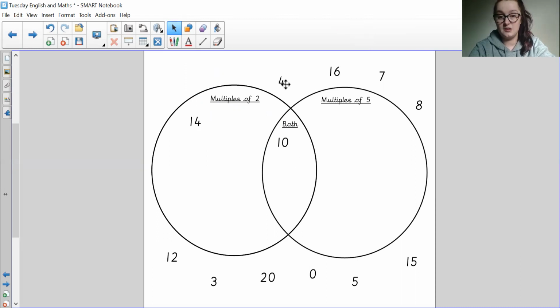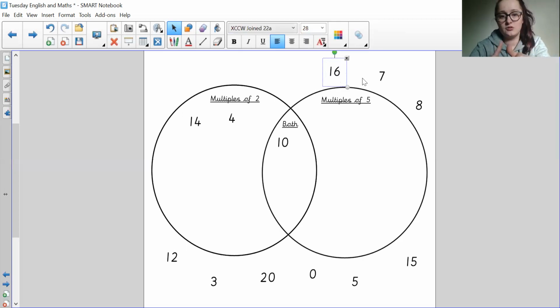Now the next one. It doesn't end in a 0 and it doesn't have a 5, so I know it's not a multiple of 5. Let's try 2. 0, 2, 4. It goes in the multiples of 2. The next one, 16. Now let's count 2, 4, 6, 8, 10, 12, 14, 16. It goes in. It's not a multiple of 5 because it doesn't end in a 0 or a 5, so it goes in multiples of 2.